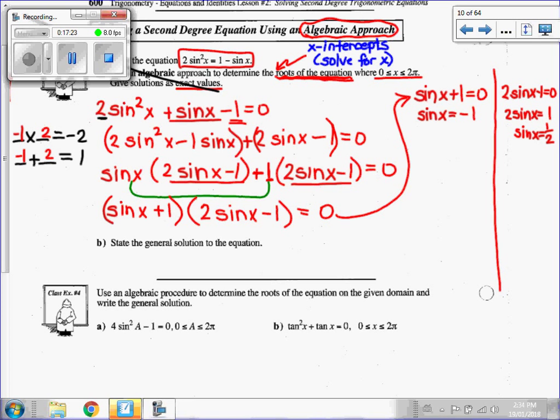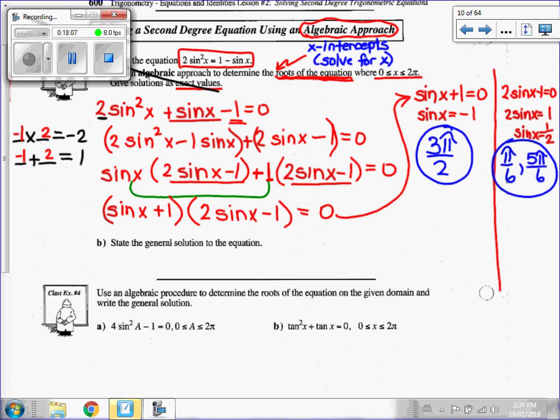Sine is -1 at 3 pi over 2. And where is sine equal to 1/2? There are two places where sine is equal to 1/2, at pi over 6 and 5 pi over 6. Okay, so this solution actually has 3 roots, 3 answers, okay?